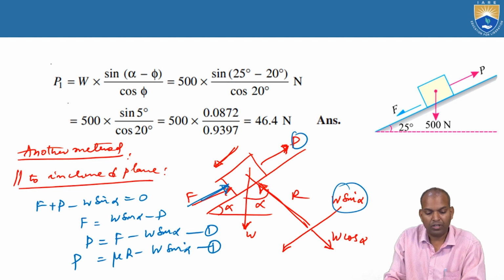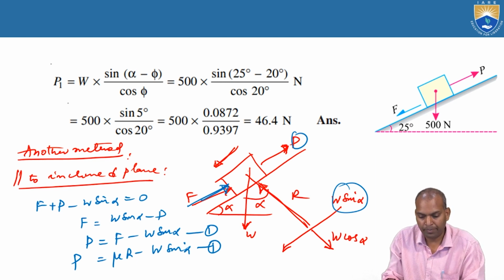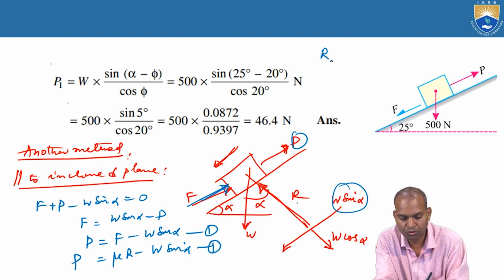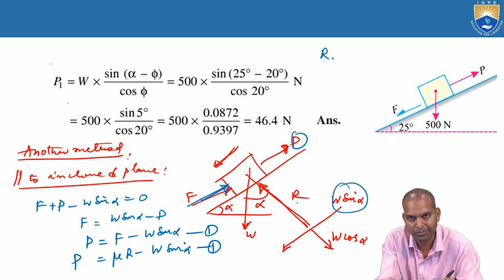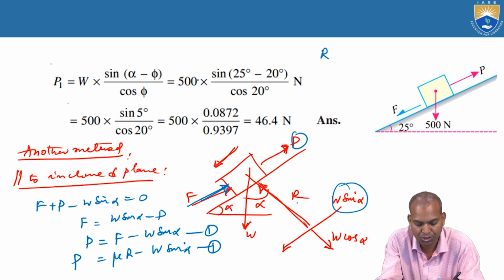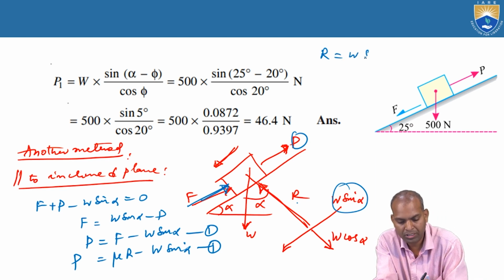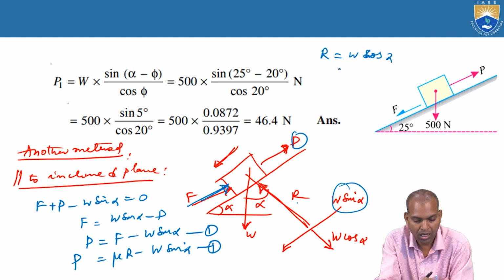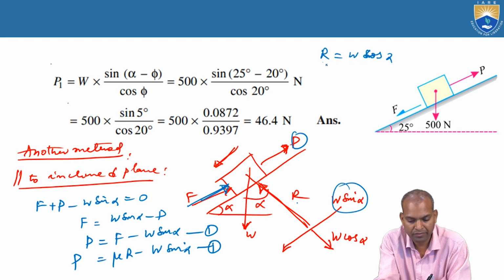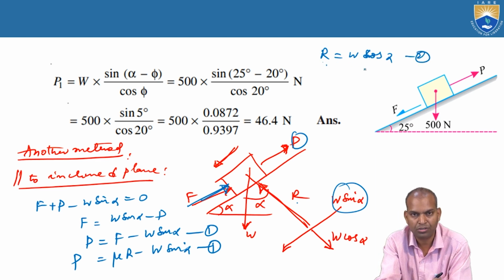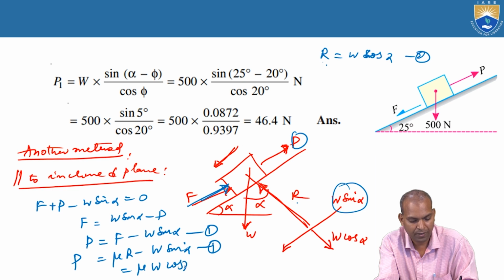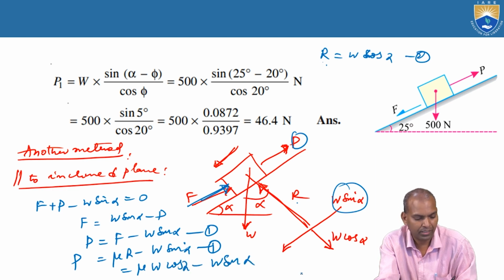The next step is normal to the plane. What are the forces normal to the plane? That is R and W cos alpha. R is going upwards, normal to the inclined plane. Upward direction is positive, and that is equal to the downward direction, W cos alpha. So R equal to W cos alpha. This is equation 2. Substitute equation 2 in equation 1 where R is there. That is mu times W cos alpha minus W sin alpha.